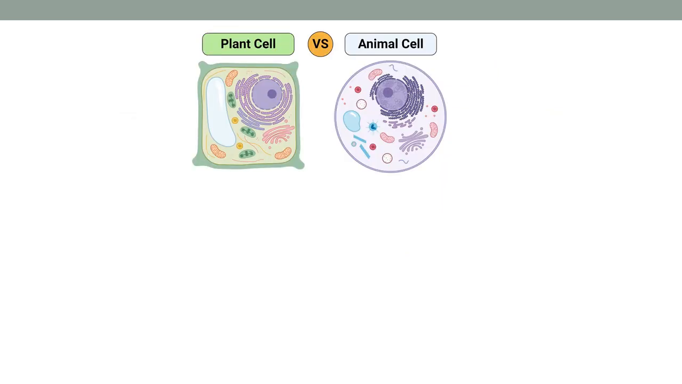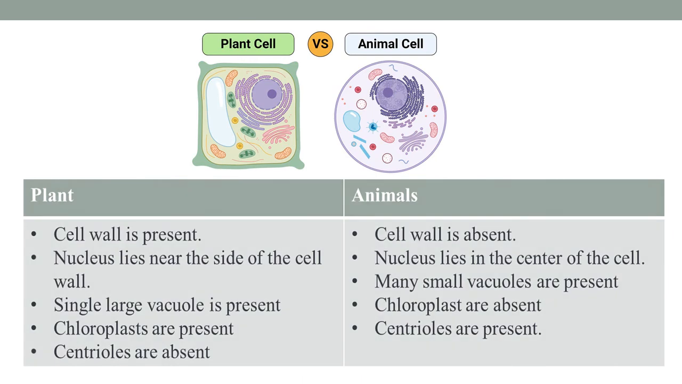Although plant and animal cells have many common features like cell membrane, nucleus, mitochondria, vacuoles, endoplasmic reticulum, etc., there are some differences too. First, cell wall is present only in plant cells but absent in animal cells. Nucleus lies near the side of a cell wall in plant cells, while in animal cells it is present in the center of the cell. Plant cells contain only a single large vacuole, while more than one vacuole is present in animal cells.